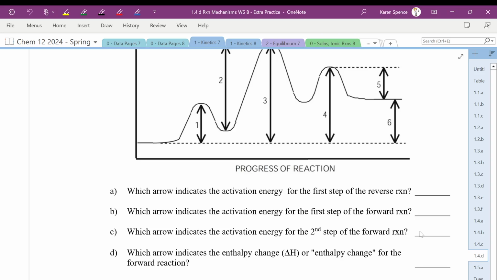Yeah, so there's three packets, also on Teams.